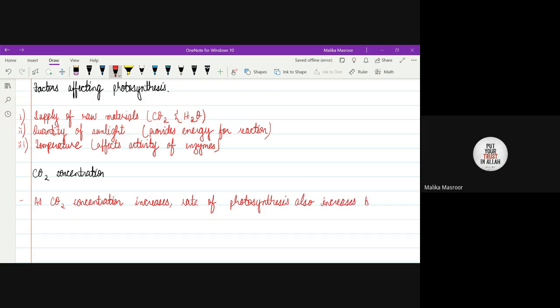But once it reaches a certain level, after that level the rate does not increase, as some other factor is now limiting the rate of photosynthesis.